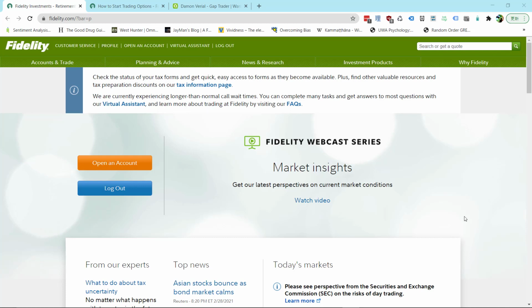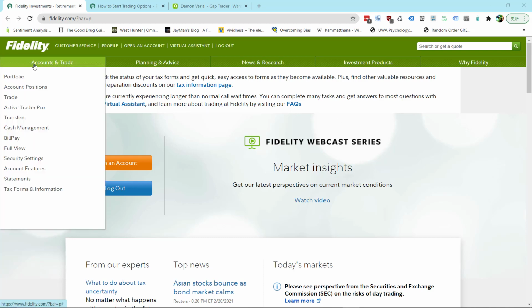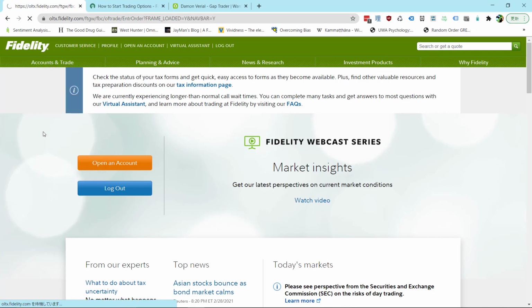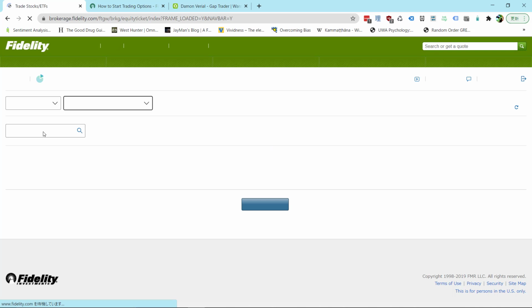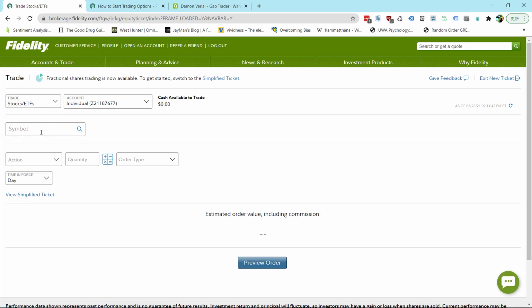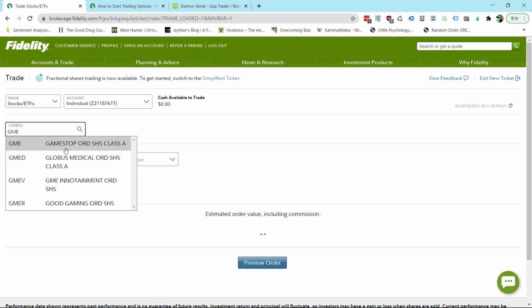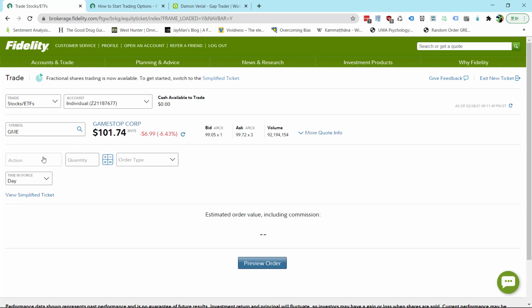So this is what you're going to see once you log into your Fidelity account. And I want to trade some options. So I'm going to go to trade, but guess what? You won't see any options trading in there because when you first set up the account, you don't get options with it. So maybe I want to trade some GameStop, but I only have buy or sell. That means I only have access to stock, not to options. What do? Well, you need to apply for options trading.